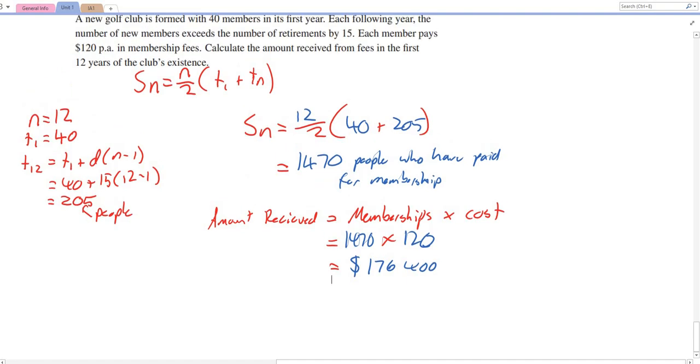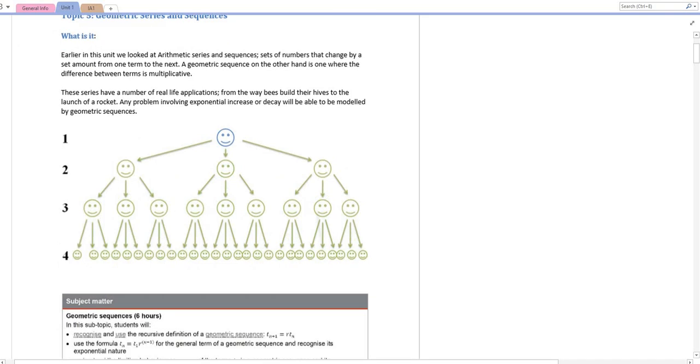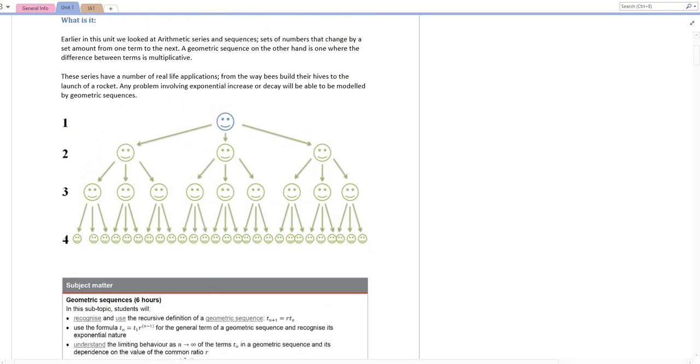Okay. Let's jump over to geometric sequences and series. So this is page 55. Can you flick to 55 in your workbook, please, guys? Who does not have their workbook here today? Yeah, it's in OneNote, but the point is that you write it as we go.